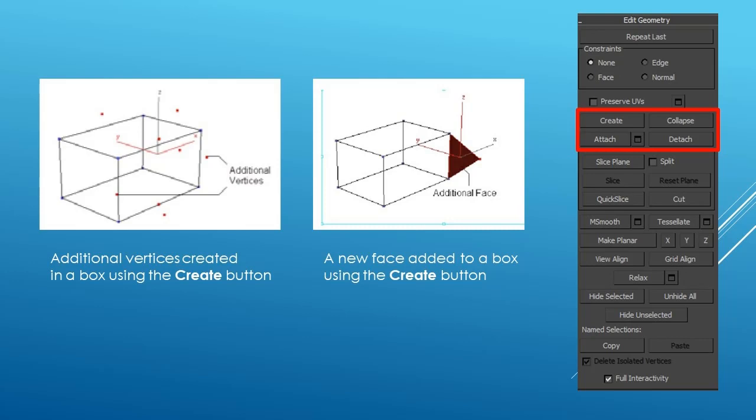Now click anywhere in the viewport to add vertices to the selected object if the vertex sub-object level is selected. If you have selected the face sub-object level, then click on the 3 vertices one by one to add a new face.